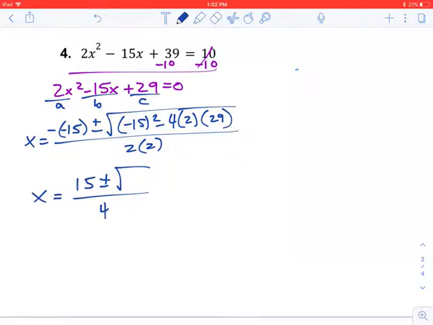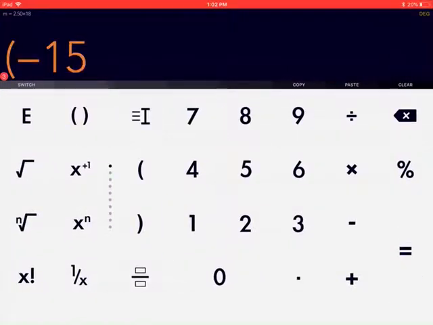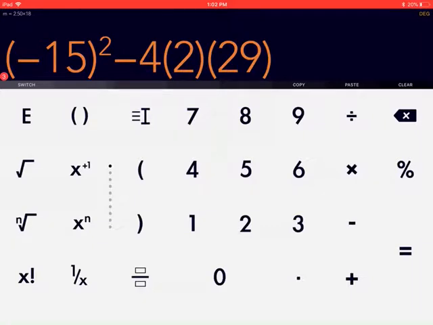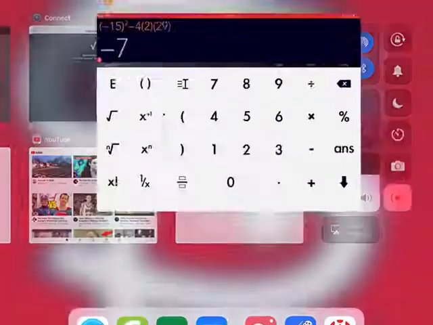So let's plug it in. We've got parentheses negative 15 squared minus 4 times a, which is 2, c, which is 29. I think that's all. Yep. And that gives me negative 7.